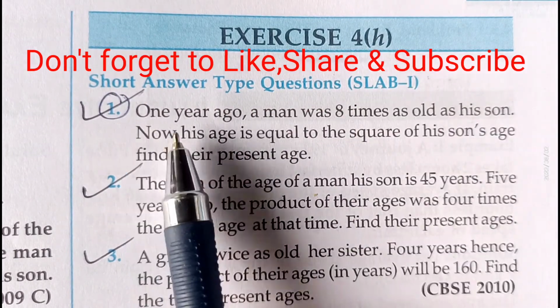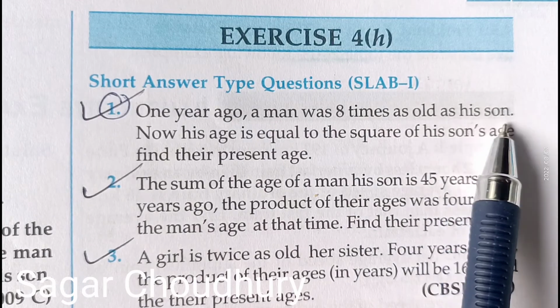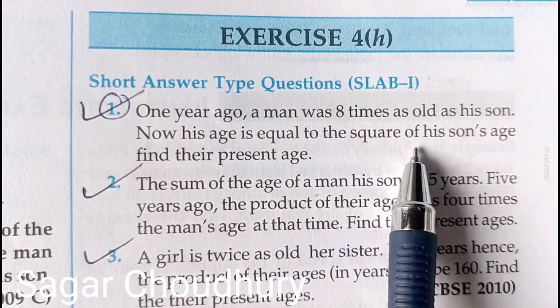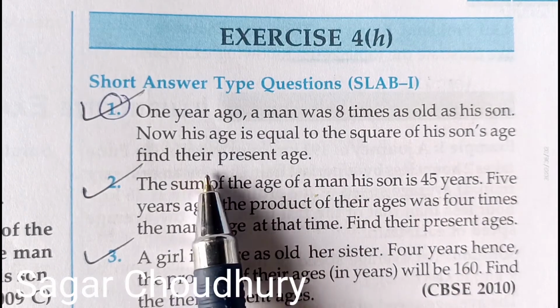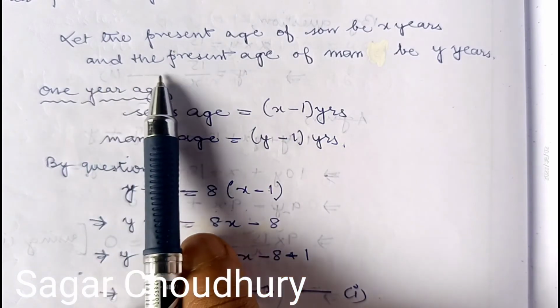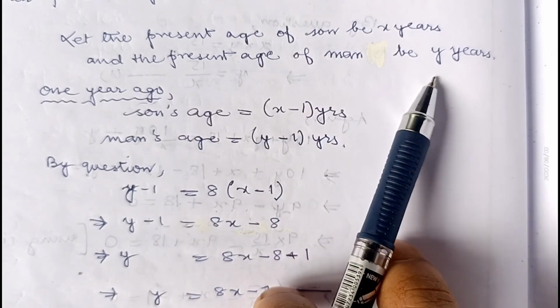Here question number 1 is, 1 year ago a man was 8 times as old as his son. Now his age is equal to the square of his son's age. Find their present age. As we are to find the age of the man and his son, so we can consider let the present age of son be x years and the present age of man be y years.